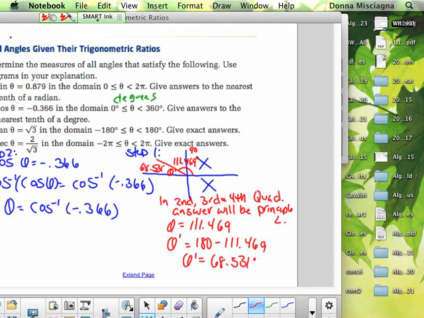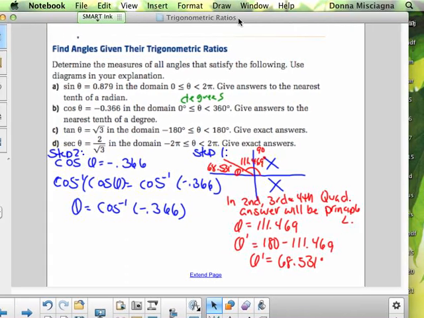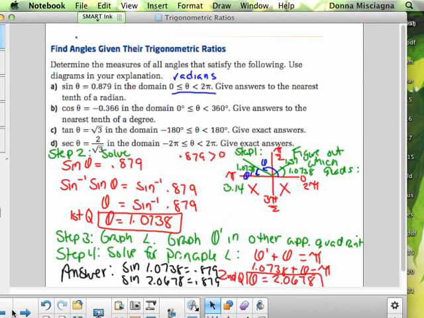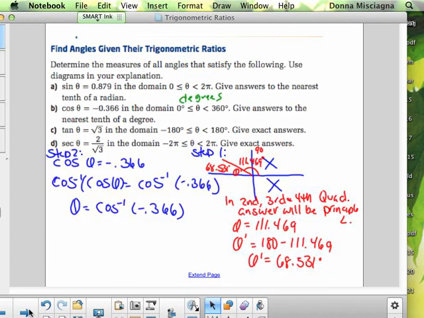All right, now it's the exact same steps as before. If you look back here, we graphed our angle, right? And this angle here is our principal angle. We need to graph the reference angle in the other appropriate quadrant. So we have our principal angle and our reference angle.